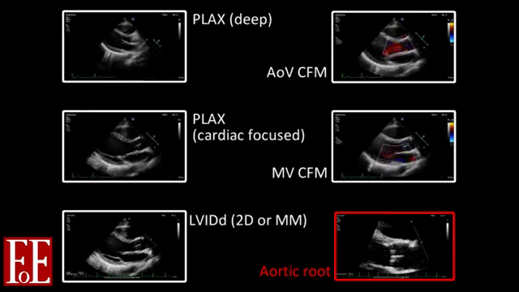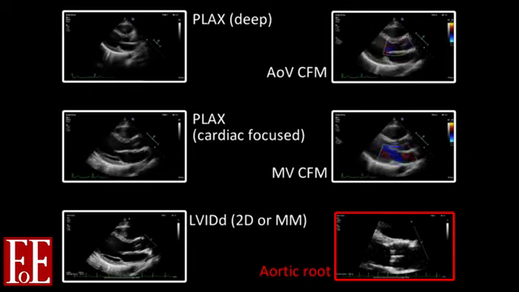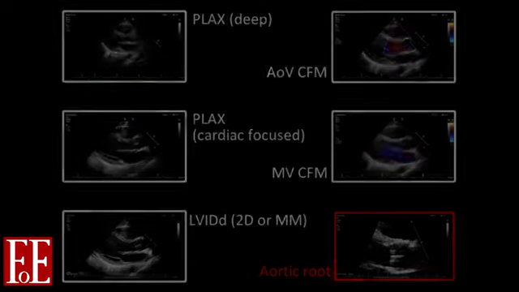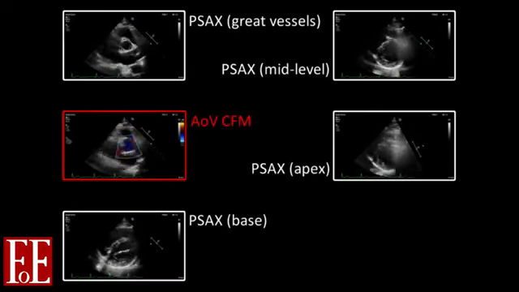Starting with the parasternal long axis views, you can start with a deep view, you're going to decrease the depth and come up to the cardiac focused view, you're going to measure the left ventricular diameter at end diastole, you're going to put some colour over the aortic valve, you can put some colour over the mitral valve looking for regurgitation, and then you're going to make an assessment of the aortic root, and if you want to you can measure that as well.